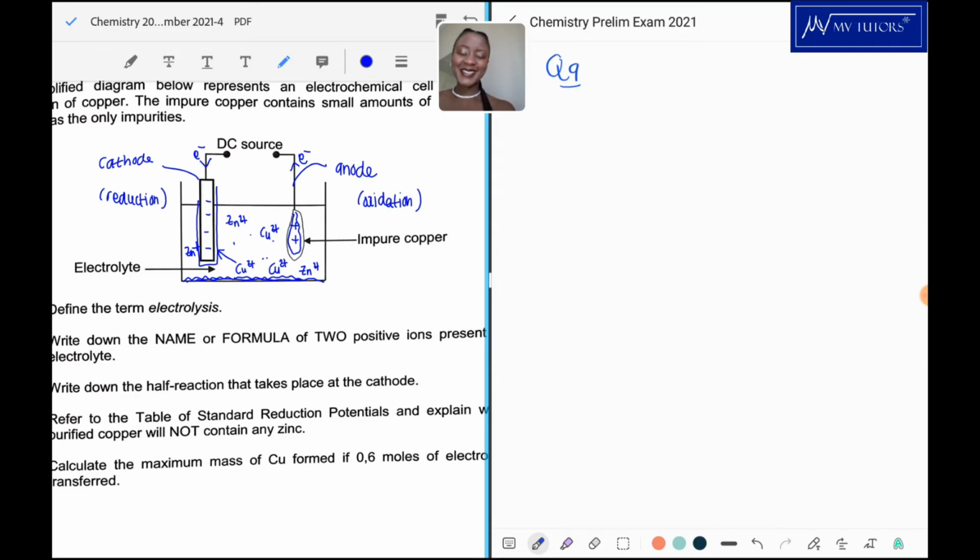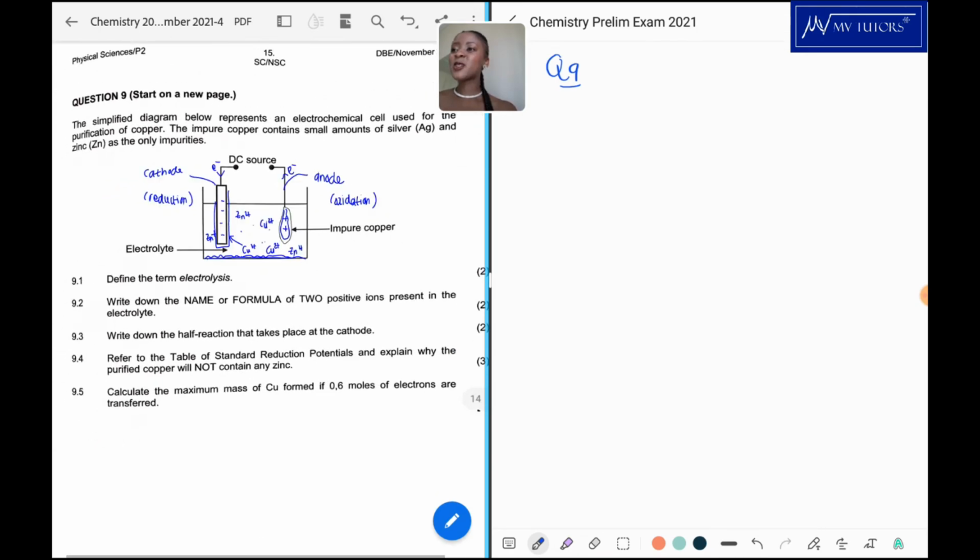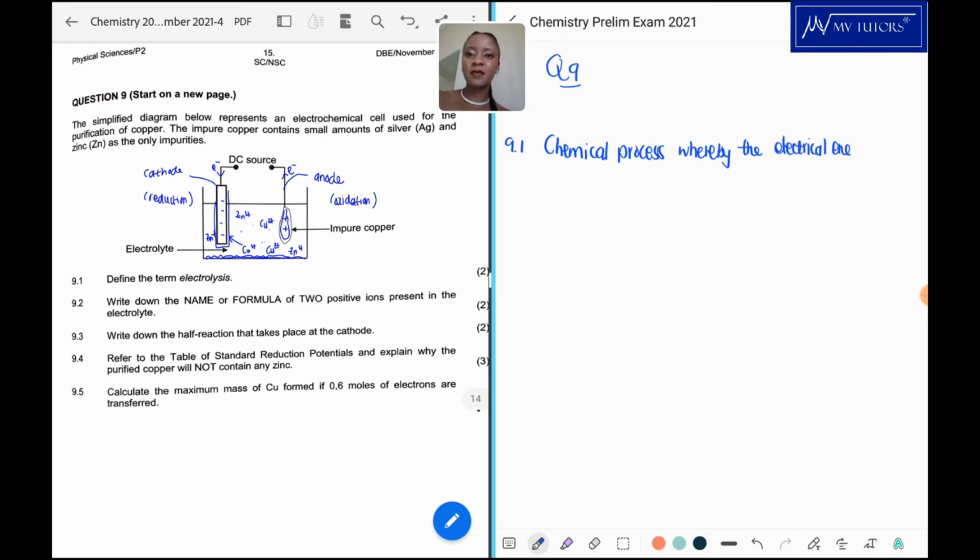So let us try to answer the questions. Now 9.1, they ask, define the term electrolysis. Electrolysis, guys, is a chemical process whereby electrical energy converts to chemical energy.